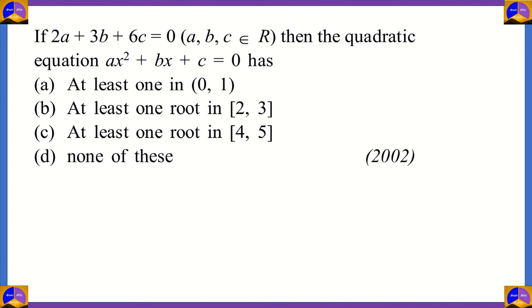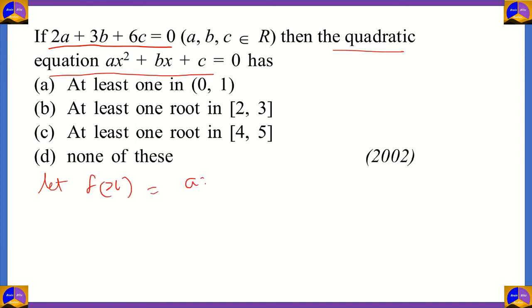Now, next question. If 2a plus 3b plus 6c is equal to 0, then the quadratic equation ax squared plus bx plus c equals 0 has, you need to find whether it has one root in which of the intervals, or whether it doesn't have any. So what we'll do is we'll let f of x, the function, be equal to ax cubed by 3 plus bx squared by 2 plus cx.